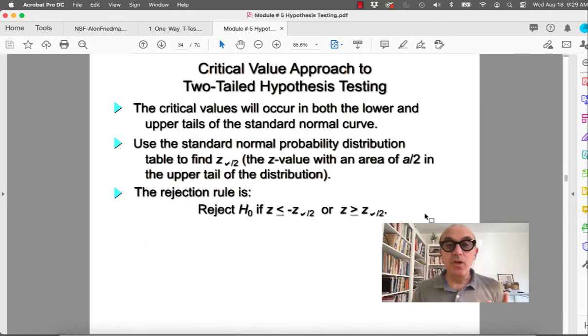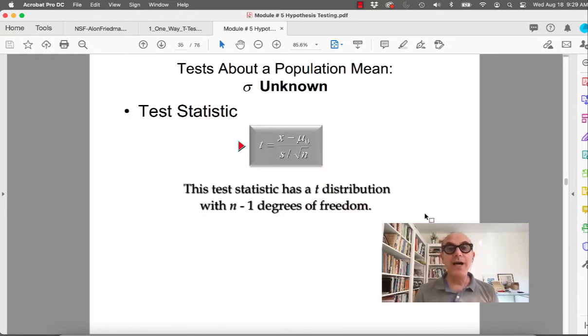So those are the critical values that we often use in order for us to do that test about the population mean. So the idea here is that the test statistic has a t-distribution. We will talk about the t-distribution in the following module, but we also have to add the n-1 degrees of freedom.